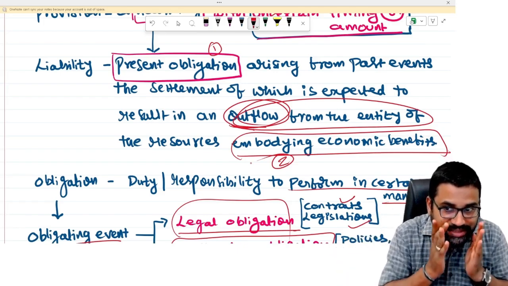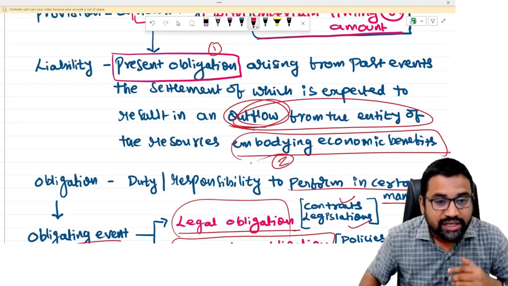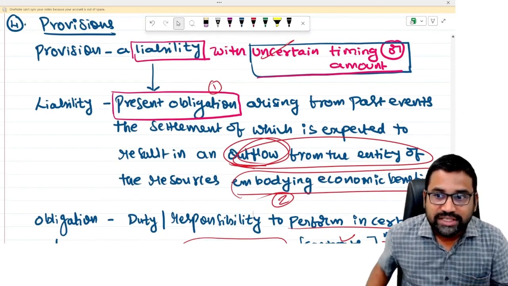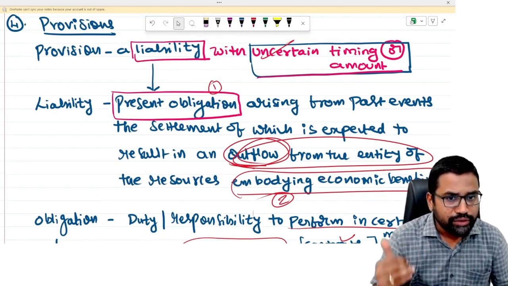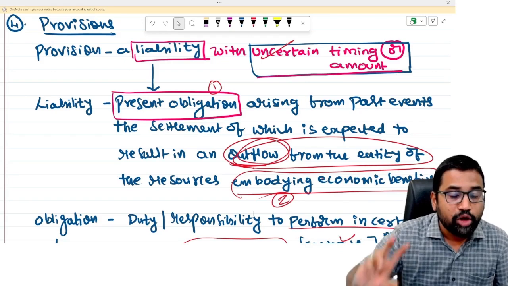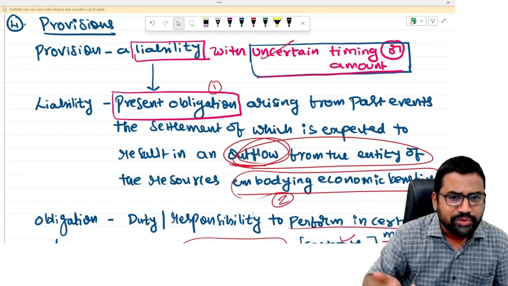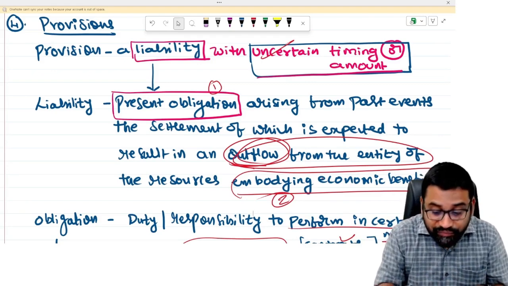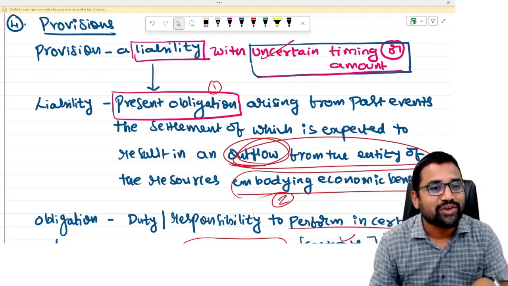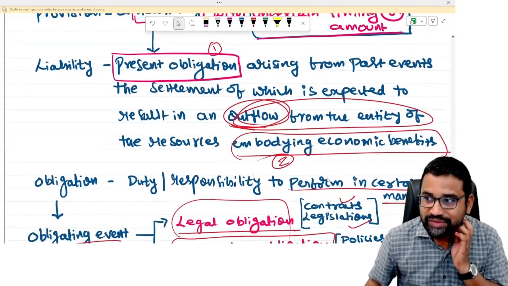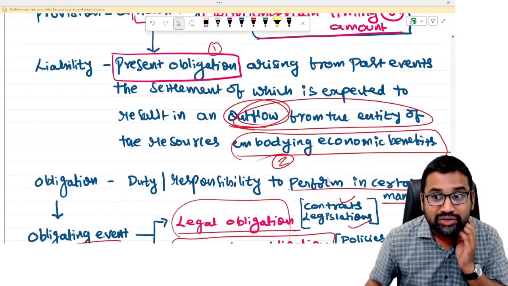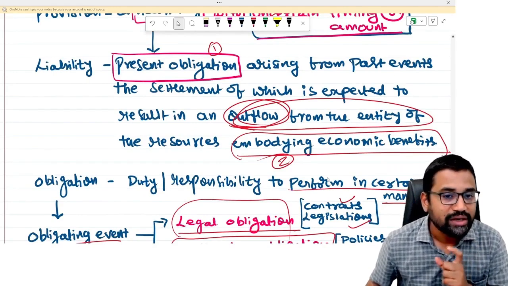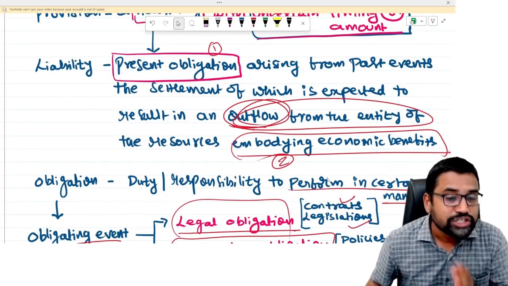And once you say this is your liability, next you say liability with uncertain amount and timing, then you say provision. Sir, there is a liability, but we know exactly when we need to pay and how much amount we need to pay. Then it is not a provision, it's a direct liability. So a liability with uncertain timing and amount is called provision. Understand it. Why do we use the word provision? Because there is uncertainty regarding the timing and regarding the amount. But first of all, it should be our liability.